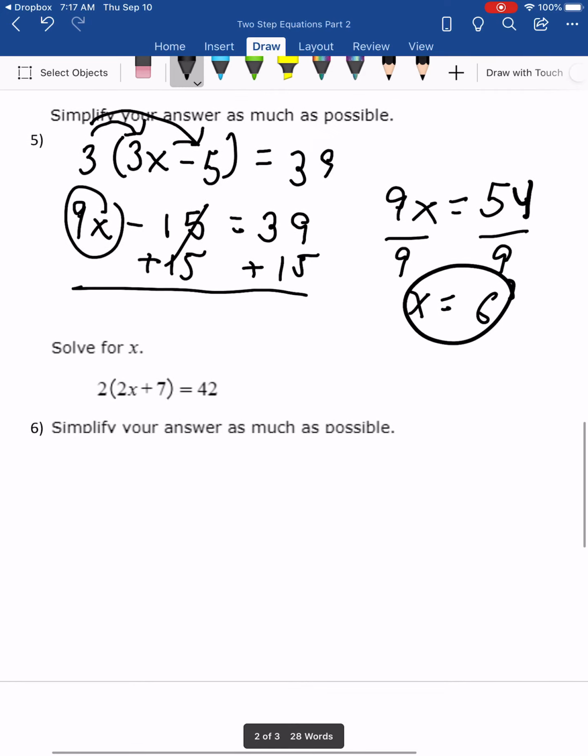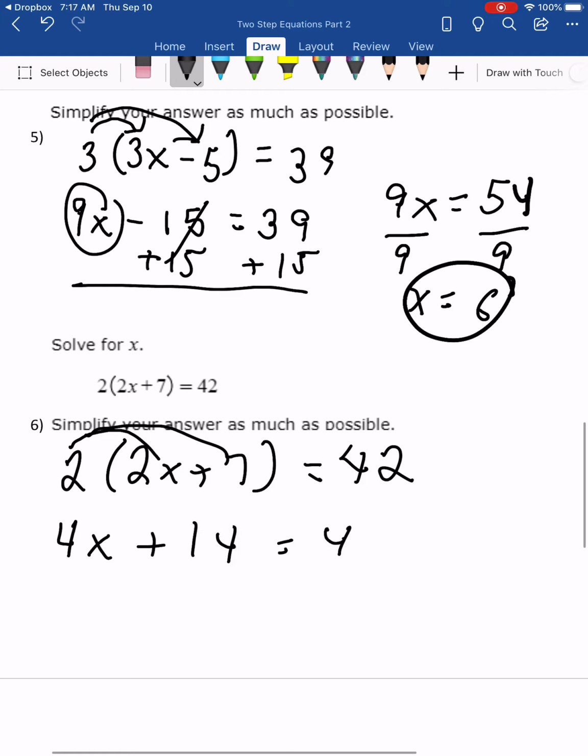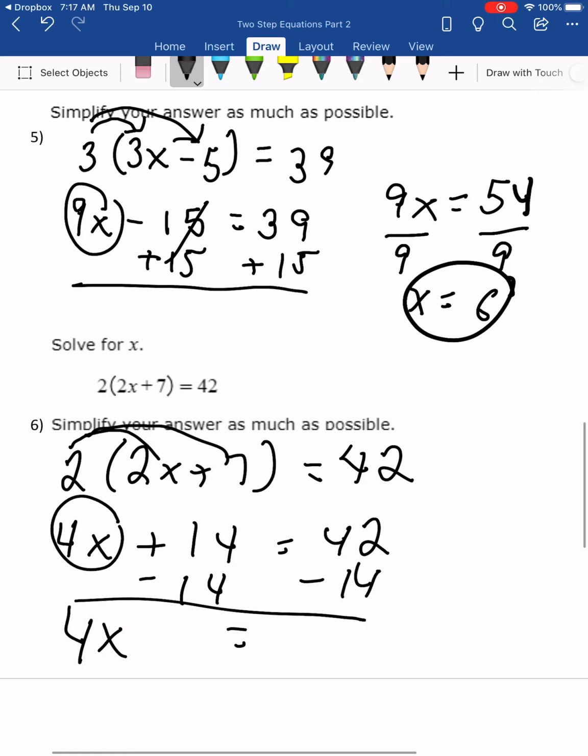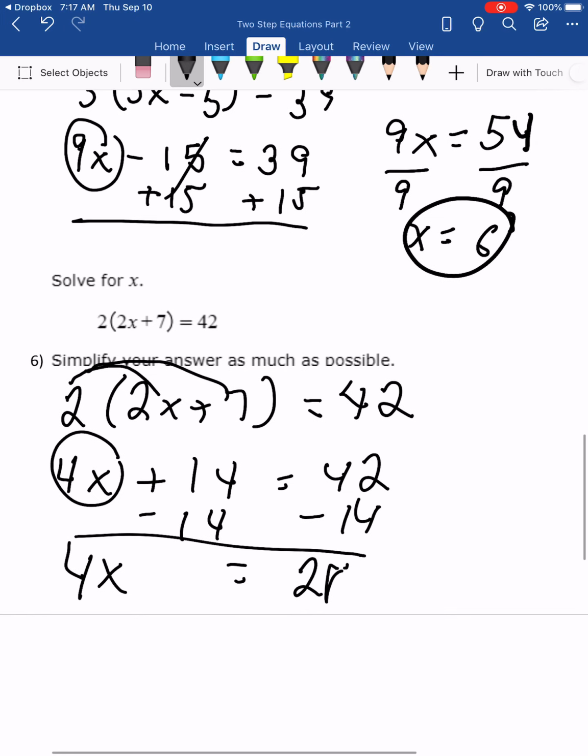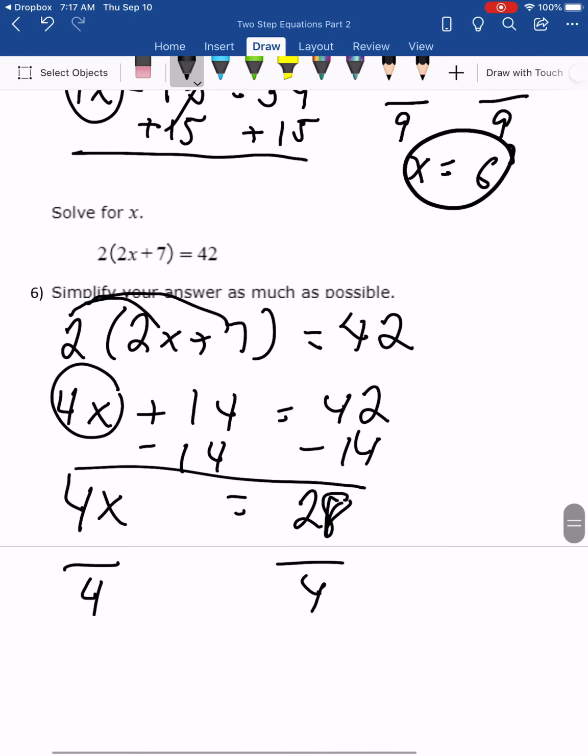Okay, last one. 2 times 2x plus 7 equals 42. Distribute the 2. 4x plus 14 equals 42. Subtract 14 to isolate the 4x. 4x equals 28. And of course we'll divide each side by 4. So x is equal to 7.